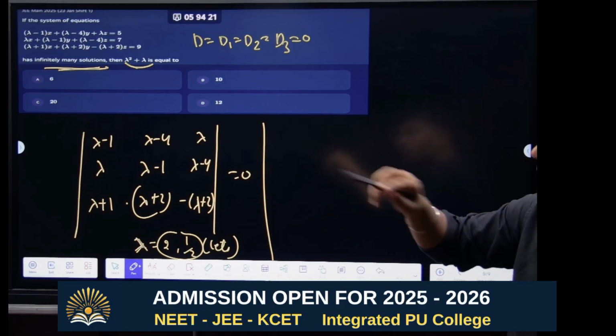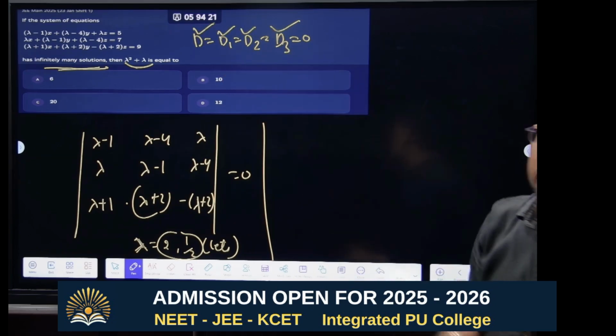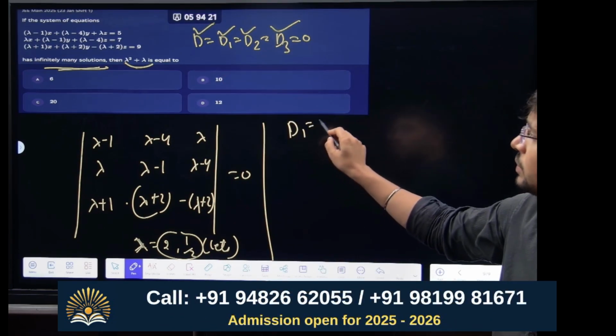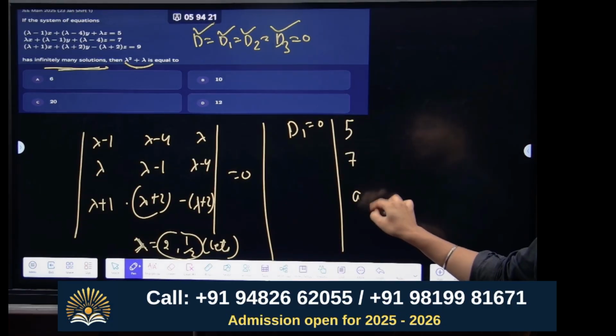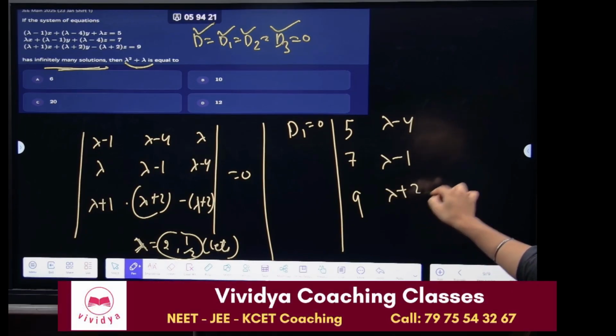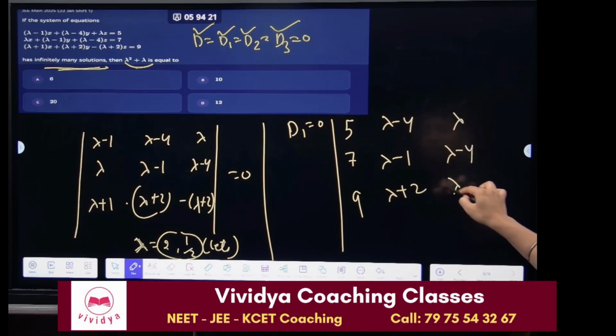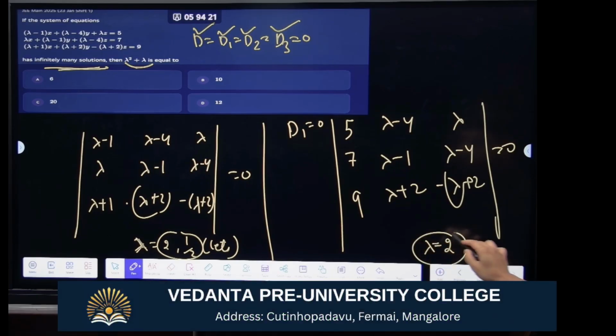Okay. Now how do we verify? Since infinitely many solutions, D as well as D1, D2, D3 all will be 0. So now you put D1 also equal to 0. If you put D1 equal to 0, here it will come 5, 7, 9. Here it will come lambda minus 4, lambda minus 1, lambda plus 2. Here lambda, lambda minus 4, minus of lambda plus 2. And you solve this. If you solve this, you will get that lambda will be only 2. I think lambda is 2 only. So here only one lambda comes.